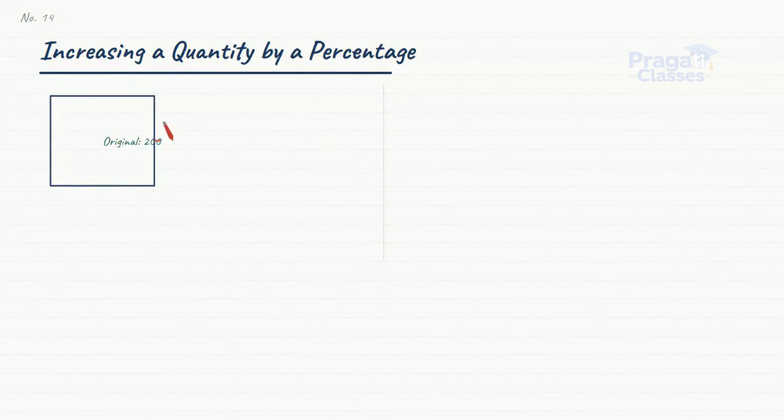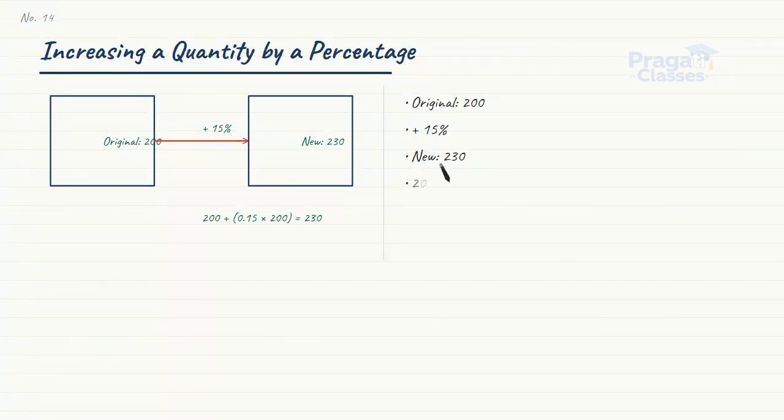Now that we can find the whole from a percentage, what if we want to make a number bigger by a certain percentage? That's our next step, increasing a quantity. Follow along while I draw this. Say you've got 200, and you want to boost it by 15%. You're not just adding 15, you're adding 15% of the 200 itself.